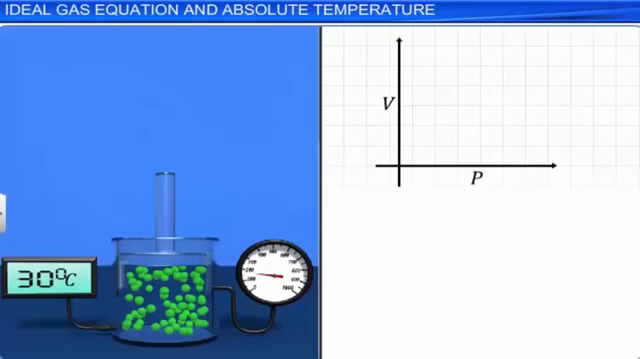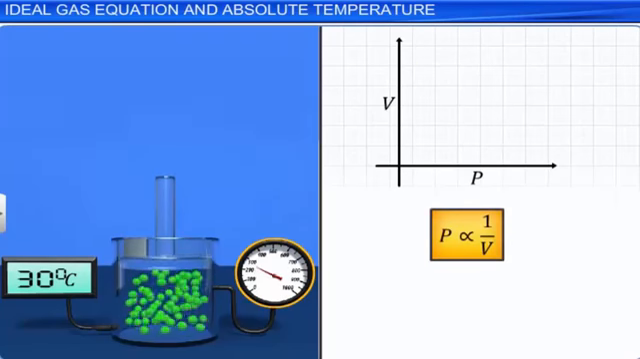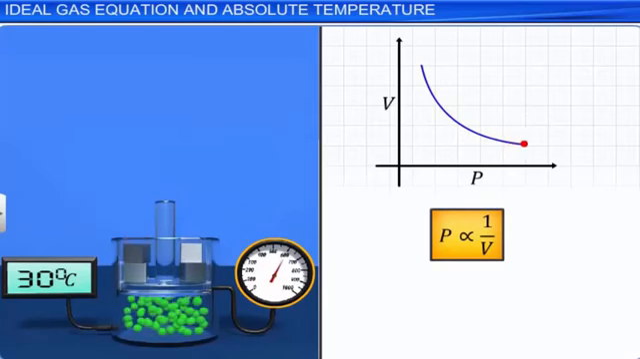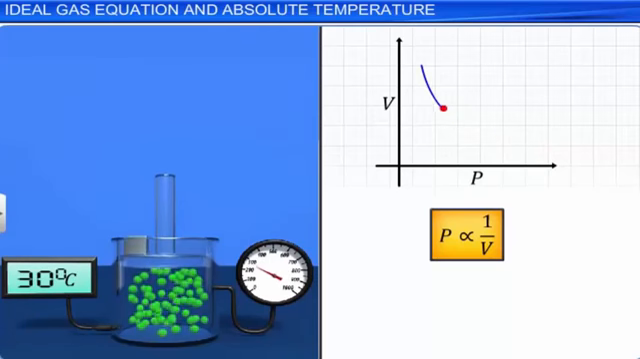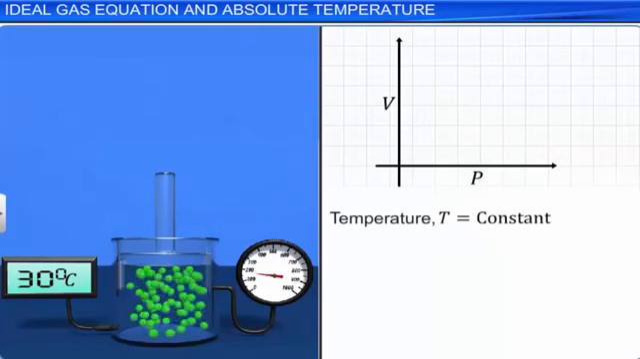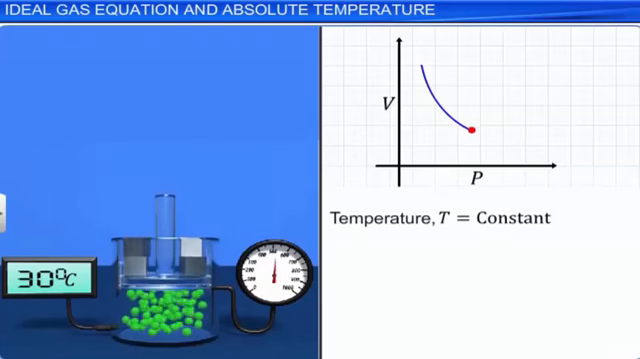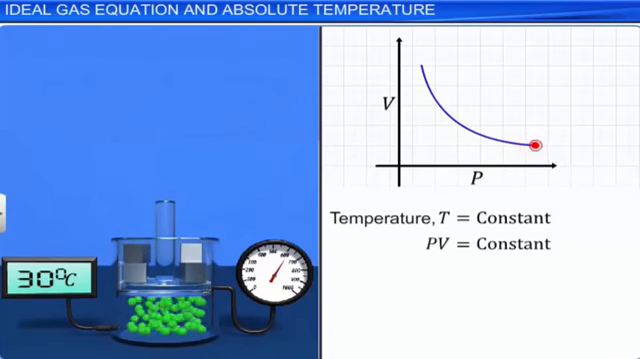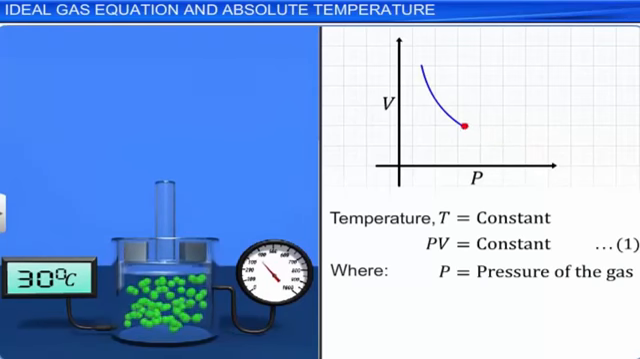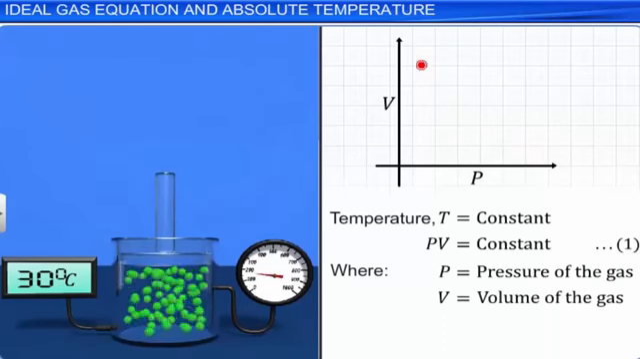Boyle's law states that if the temperature of a given mass of gas is constant, then its pressure is inversely proportional to its volume. At constant temperature T, PV is equal to constant, where P is the pressure of the gas and V is the volume of the gas.